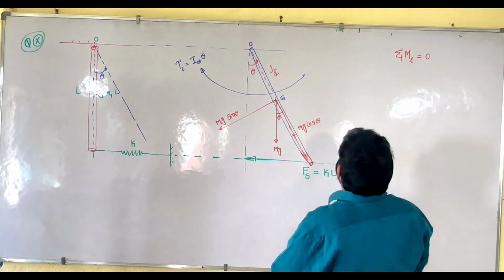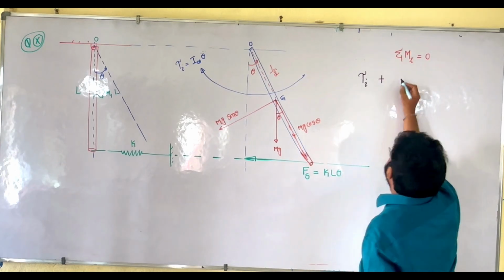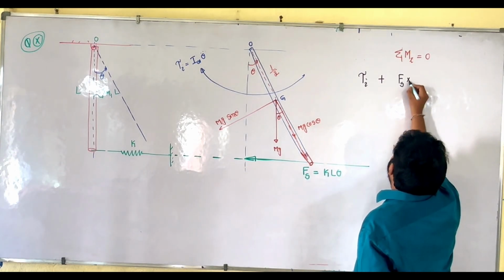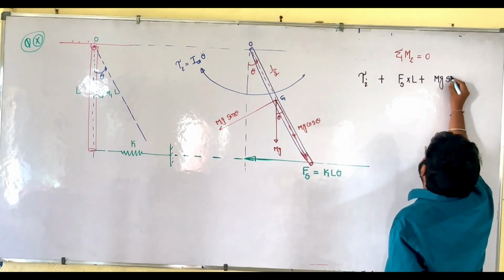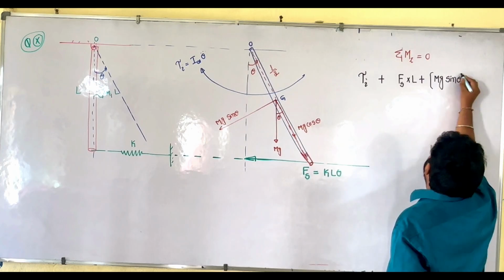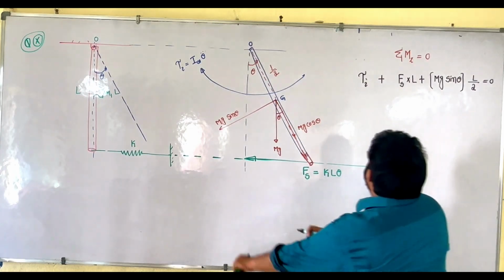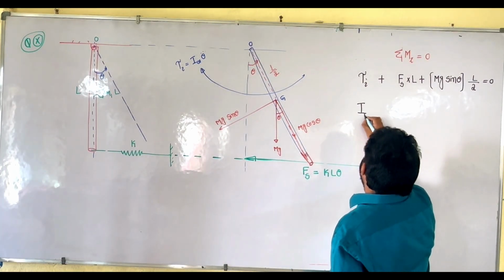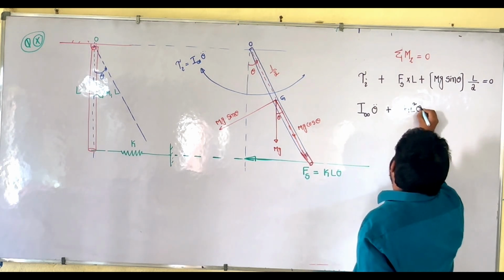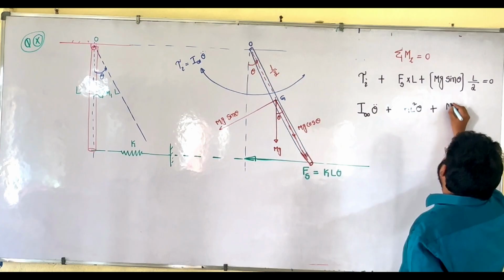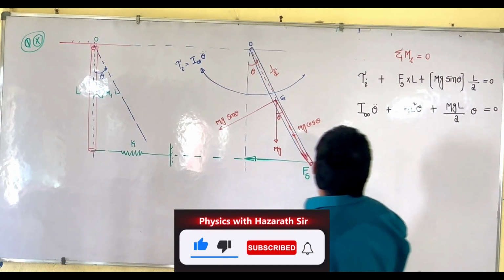Inertia torque plus Fs into L plus mg sin theta into L by 2, that equals 0. Then what are we getting? I theta double dot plus k times L square theta, with sin theta replaced with theta, plus mg into L by 2 theta.